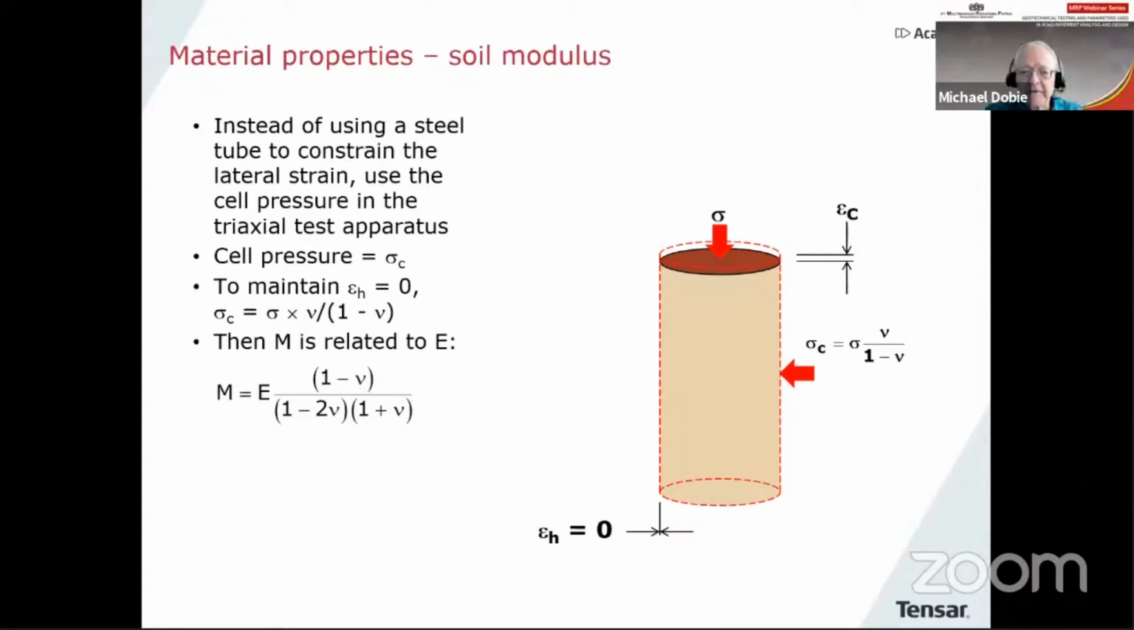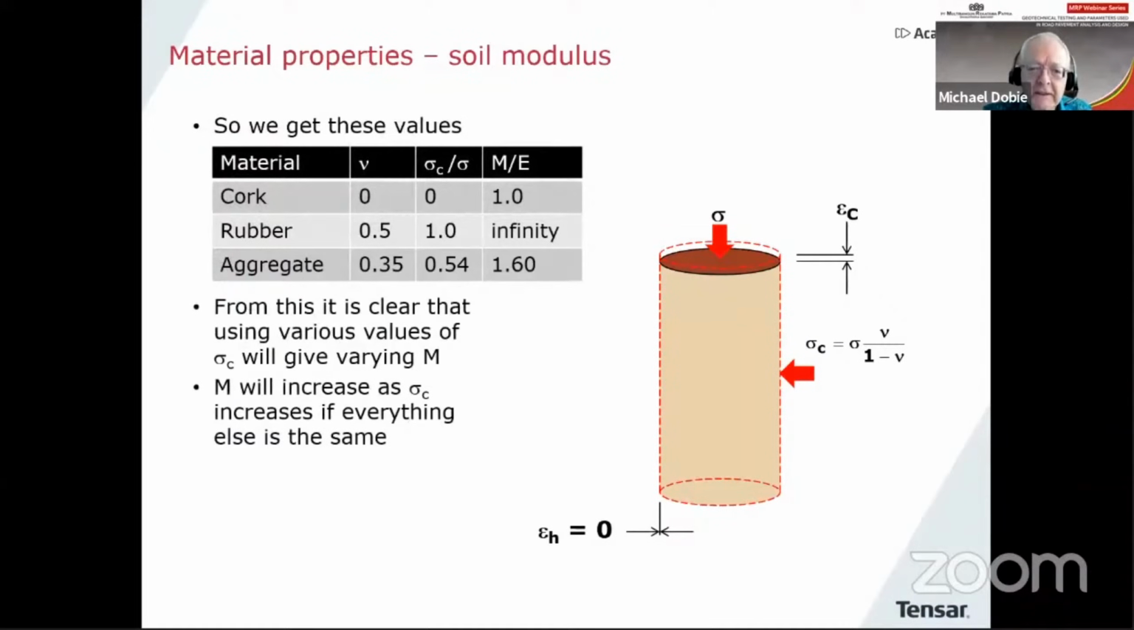And because of this, we can then calculate a relationship between M and E, which is given by the expression that you see there. And in this little table, I've given you some typical examples. Of course, with cork, because Poisson's ratio is 0, then M and E would be the same thing. But in an aggregate, where you have a typical Poisson's ratio of 0.35, then you can see there is a significant difference.